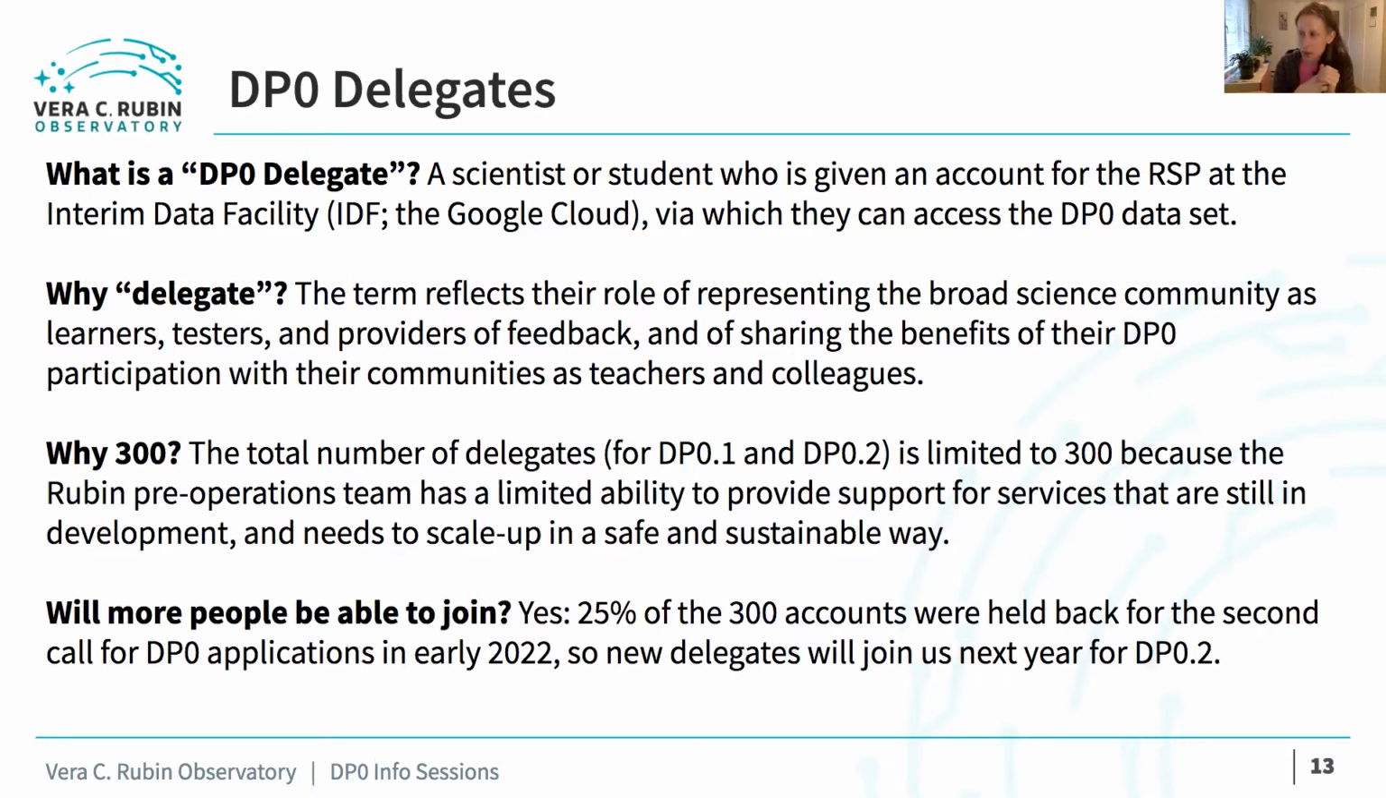And I also wanted to note that about 25% of that 300 accounts have been held back to be allocated for DP0.2 in mid next year. So if you are talking with other people about your DP0 participation and they get interested, do let them know that there'll be another opportunity for them to apply and participate next year as well.